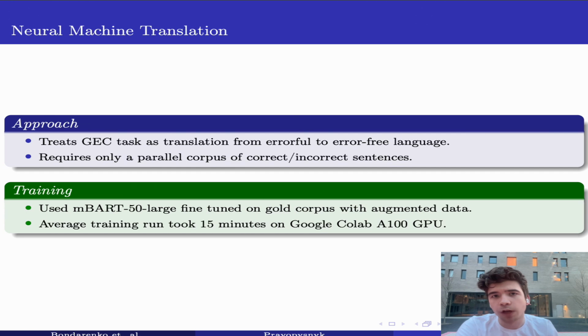The first type of models we developed are neural machine translation models. Those models treat the GEC task as a translation task from errorful sentences to error-free sentences. This approach requires only a parallel corpus of correct and incorrect sentences to work. For training models with this approach, we use an MBART50 large model fine-tuned on gold corpus with augmented data. The average running time for these models was only 15 minutes.